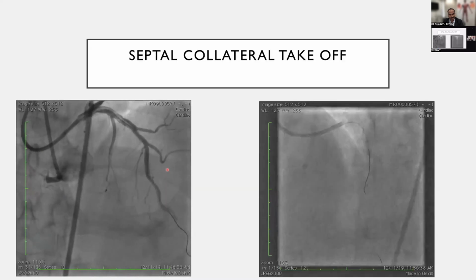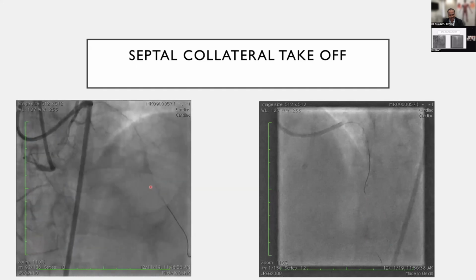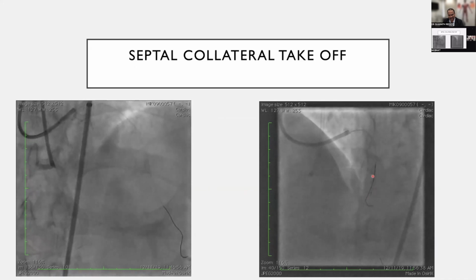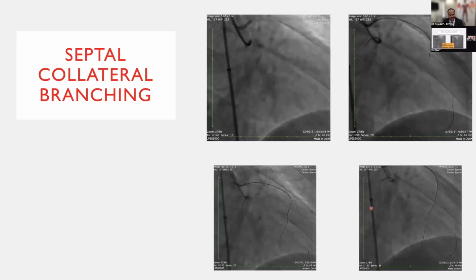And takeoff of septal collateral is key. You can see these kinds of takeoffs are very difficult to enter, but you can use a double lumen catheter or sometimes even an angled microcatheter. And you can also use the reverse wire technique to enter these kinds of septals.